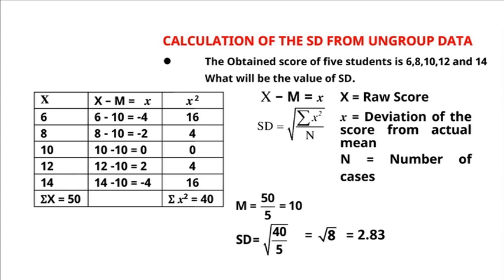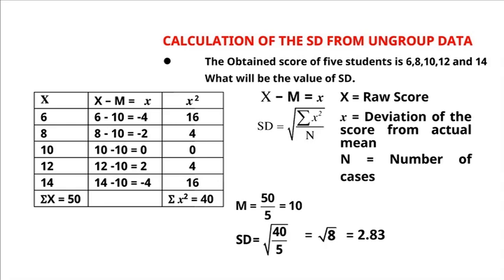Now, put in the formula. 40, what is that? 40 by n will be your value. Sigma x square is 40, your n is 5, so 40 by n under root, 40 divided by 5 is 8, under root 8, the value is coming 2.83. That means the dispersion is 2.83.